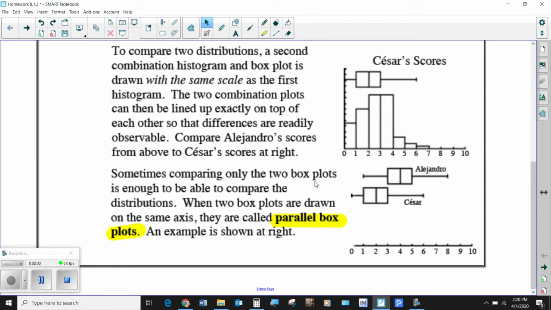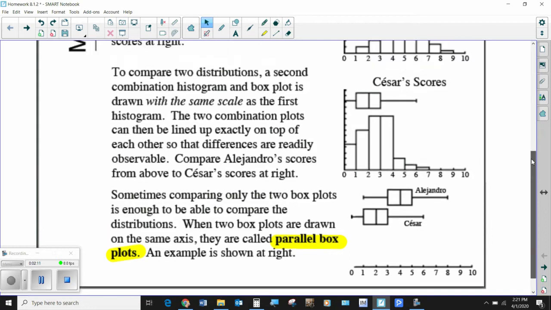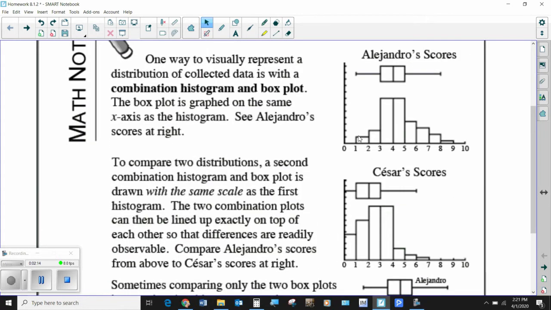Whenever you're trying to compare two different sets of data, you can put the box plots together against the same scaled number line, or you can do something a little bit more sophisticated, like the combination box plot histogram.